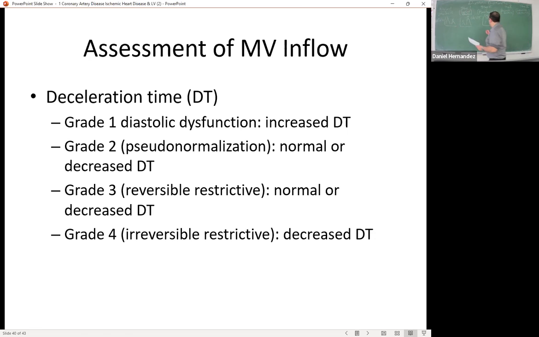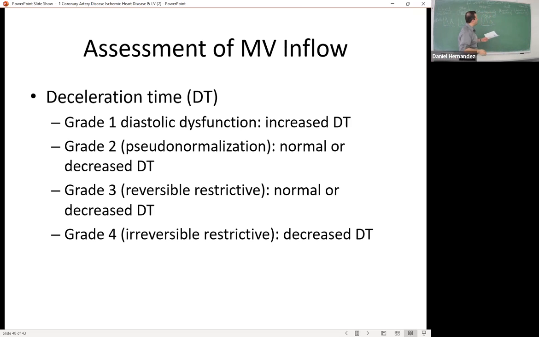So there's a couple ways that we're going to see in a moment that we can actually unmask pseudo-normalization. One of which is going to be Valsalva. So we're going to see some changes to these waveforms when we have the patient Valsalva, but just moving along with this mitral inflow pattern. So stage 3 now.